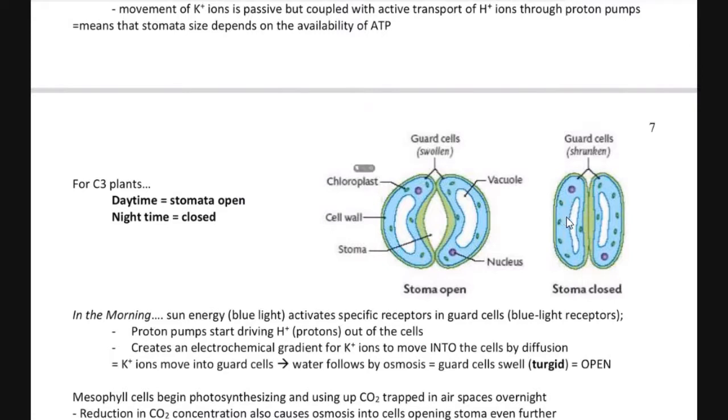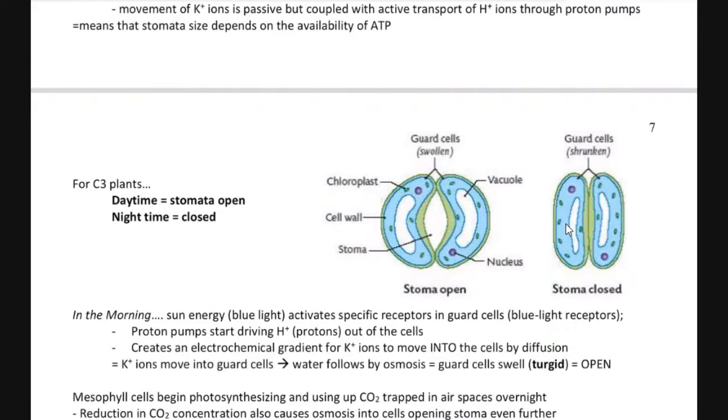What if I want to go the other way? I throw the potassium away. If I can get the potassium out, the water will follow and it will shrink. So that's it. I'm controlling it, actively transporting in one sense and then allowing facilitated diffusion in another sense with the potassium ions. So I'm controlling which direction I'm throwing ions, water follows.